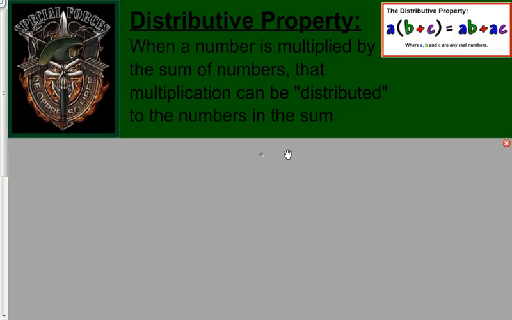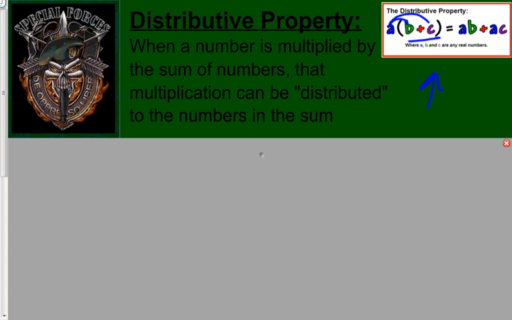First one is the main one for today, distributive property. You can see over to the right here, we have an example of what it looks like. Basically, distributive property, if you recall, is when a number is multiplied by the sum of numbers. So we have a multiplied by the sum, like b plus c. It could be b plus negative c, or b minus c. But then that multiplication is distributed to each of the numbers in the sum. So we just distribute the a times the b and the a times the c.